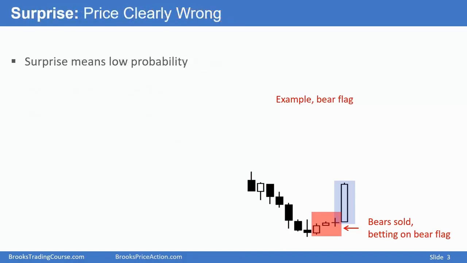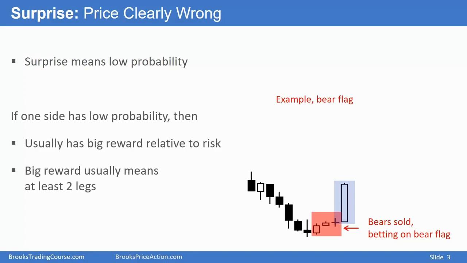A surprise means low probability. We're getting a bull breakout above a bear flag. And it's a pretty weak looking rally. So this is a pretty good bear flag. The odds were that the market was going to break to the downside.